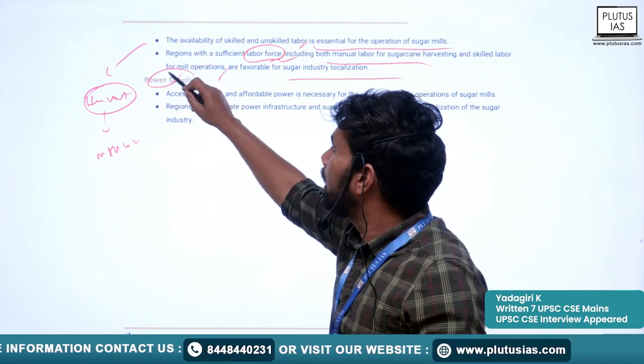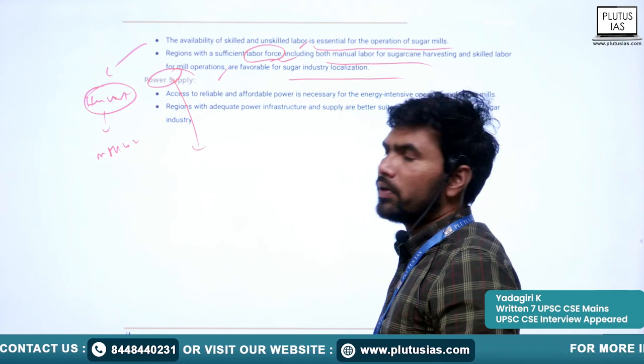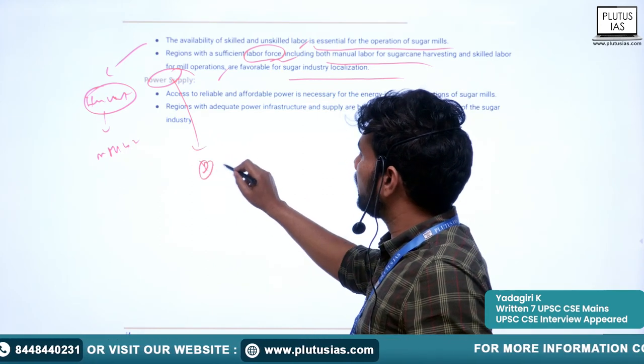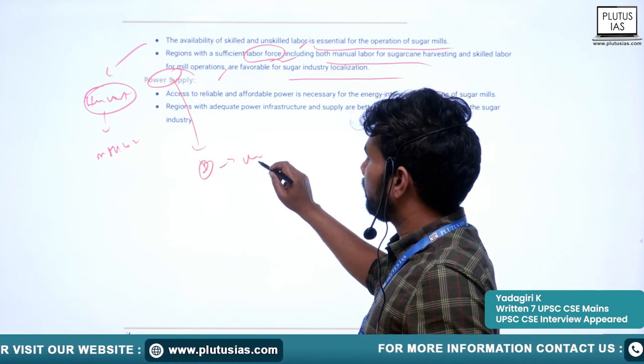Next is power supply. To run the sugar mills, power supply is very, very important. Especially undisturbed power supply is required.